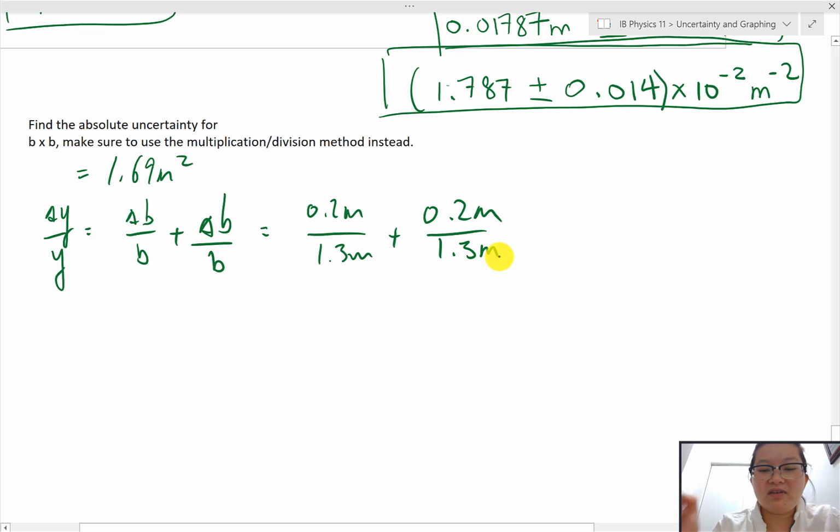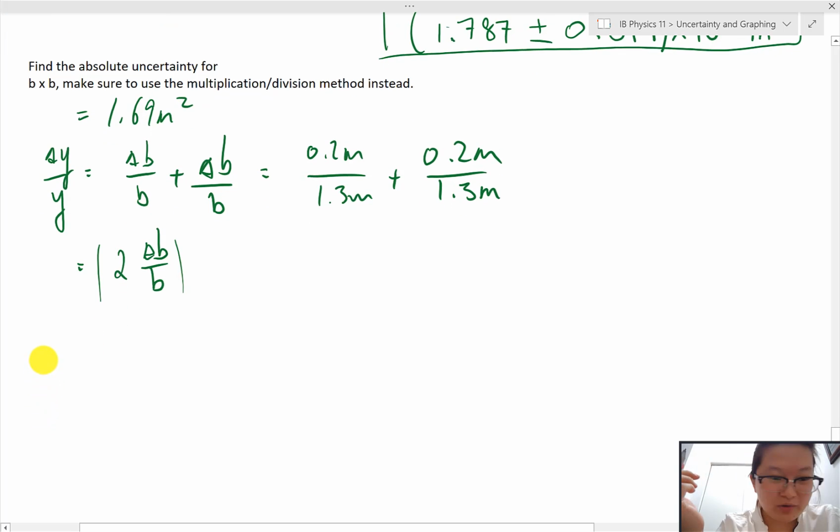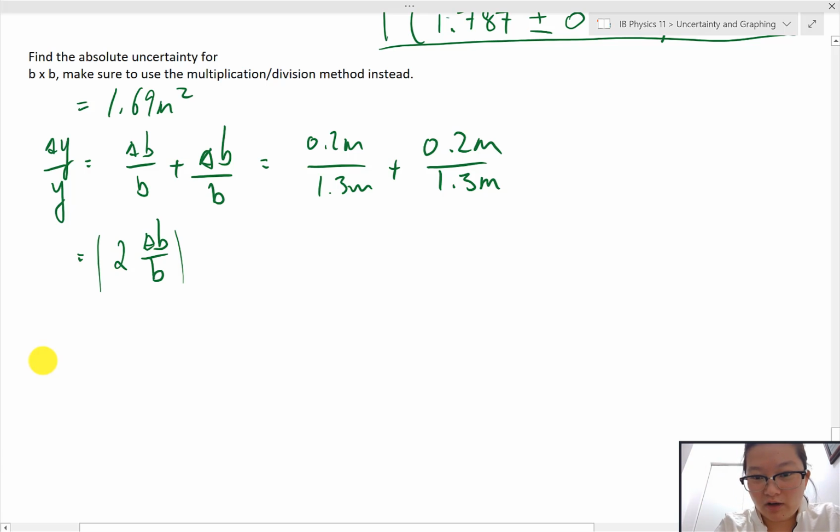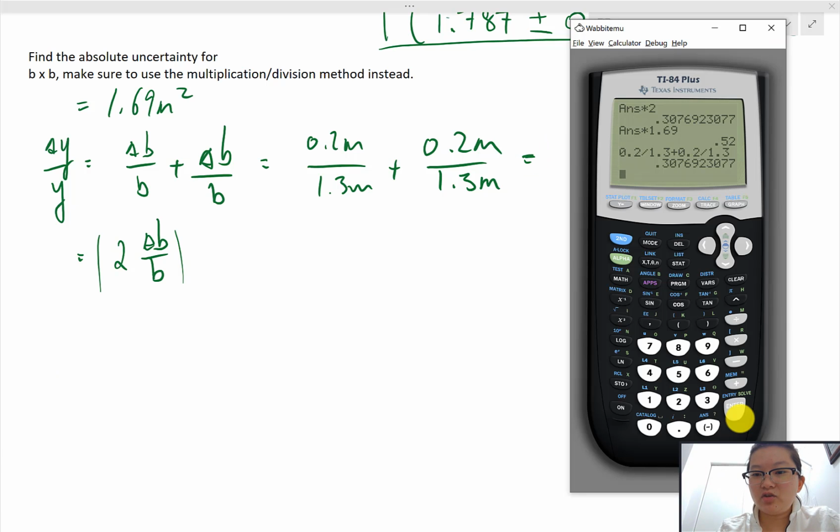Now, you might be thinking, wait a minute. Isn't that exactly the same thing as 2 times delta b over b? And yes, you are completely right about that, with absolute value, whatever. But essentially, that is the same idea. And if you still don't believe me that this is going to give you the same thing, let's just work it out. So I get 0.3076. Hey, that's exactly what we got before, isn't it?